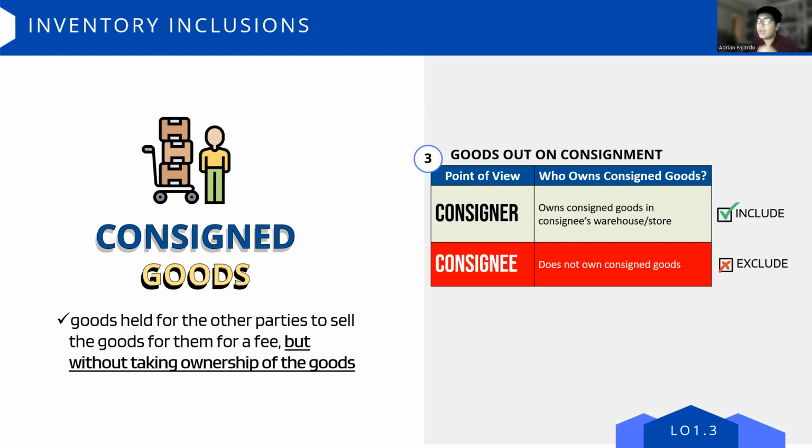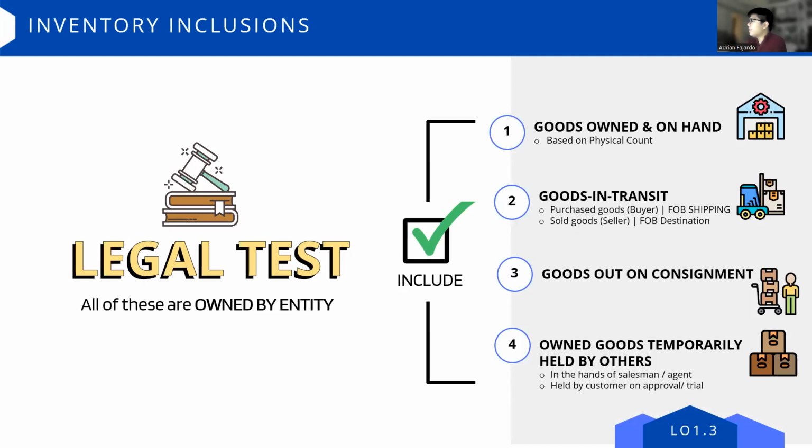So, ano yung idea sa consigned goods? Again, we go back to the legal test. Sino yung may-ari? If you're the consignor, when it comes to consigned goods, you include that in your inventory. If you're the consignee, you don't include that. So, again, kapag may physical count, 50 items, 5 out of those 50 is consigned goods. In that perspective, you're the consignee. Therefore, 45 lang yung inventory inclusions. So in a nutshell, that is our first subtopic.